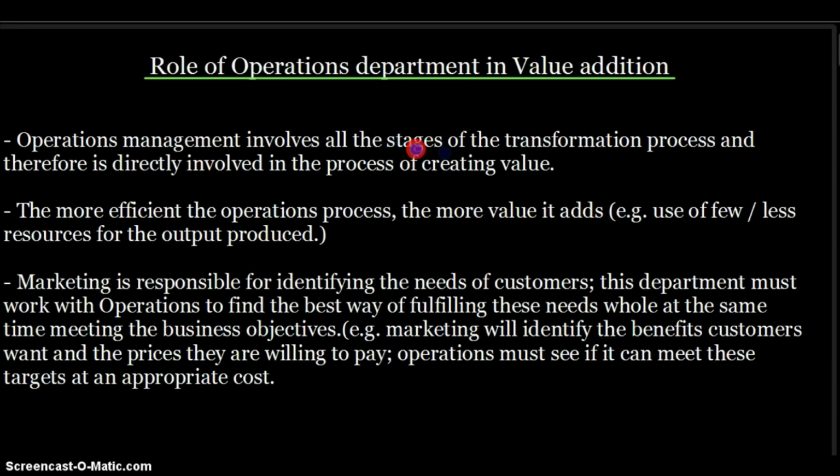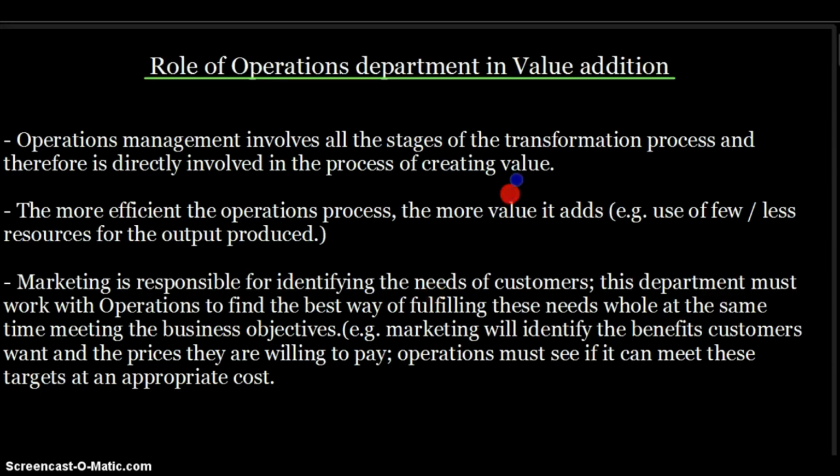Operations management involves all the stages of the transformation process, and therefore is directly involved in the process of creating value. The transformation process was converting input to output. So since operations management is involved in all the stages of the transformation process, it is also directly involved in the process of creating value. In transformation, you are adding value to the product. That's why operations management is also linked with creating value. The more efficient the operations process, the more value it adds, like use of fewer resources for the output produced.